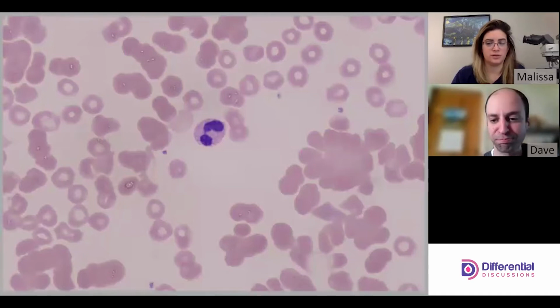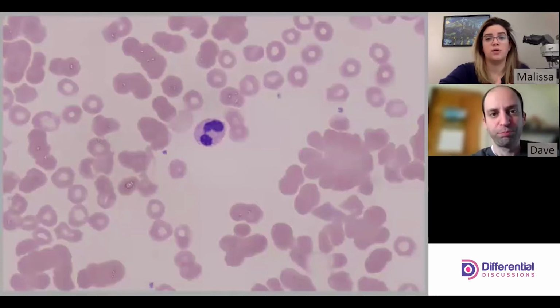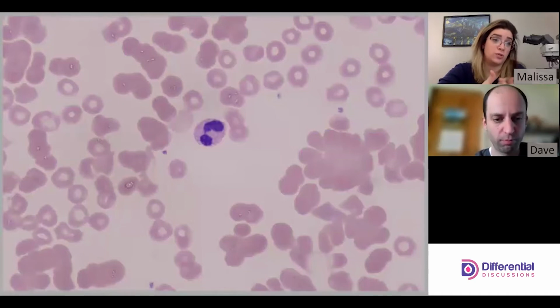Absolutely. And so that's why, when we are looking at these patients, it's important that we deal with them before or after you put them in the analyzer.